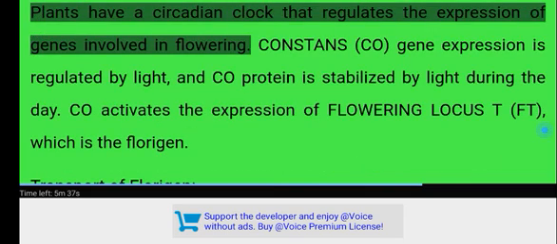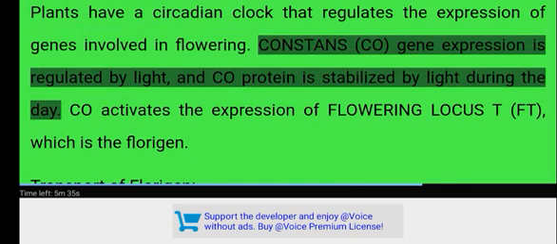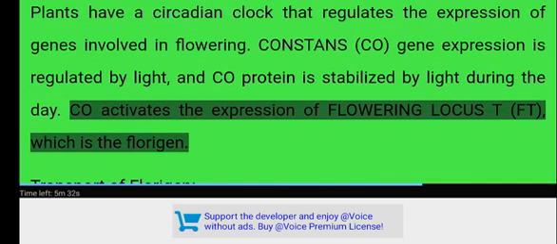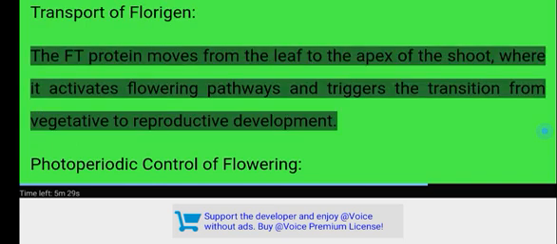Circadian clock and gene expression. Plants have a circadian clock that regulates the expression of genes involved in flowering. CONSTANS (CO) gene expression is regulated by light, and CO protein is stabilized by light during the day. CO activates the expression of Flowering Locus T (FT), which is the florigen. Transport of florigen: the FT protein moves from the leaf to the apex of the shoot, where it activates flowering pathways and triggers the transition from vegetative to reproductive development.